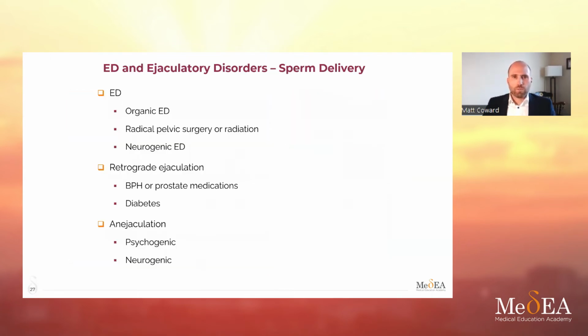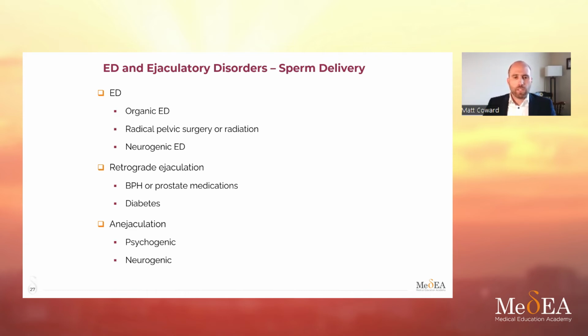And then there are the sperm delivery issues, which include erectile and ejaculatory disorders. Erectile dysfunction can be organic. We can see erectile dysfunction after radical pelvic surgery or radiation, as well as neurogenic erectile dysfunction, such as what we might see with diabetes. Retrograde ejaculation is another common sperm delivery disorder.